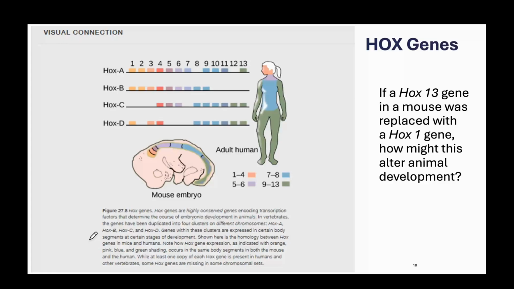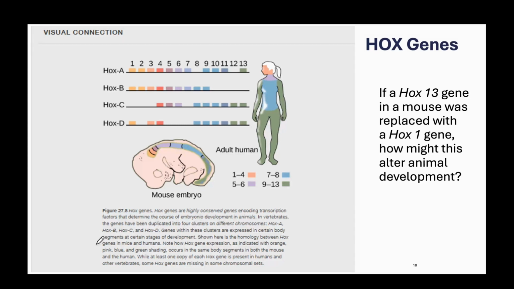So if we look at this image right here, this says Hox genes are highly conserved genes encoding transcription factors that determine the course of embryonic development in animals. In vertebrates, the genes have been duplicated into 4 different clusters on different chromosomes, Hox A, B, C, and D. And so genes within these clusters are going to be expressed in certain body segments at certain stages of development.